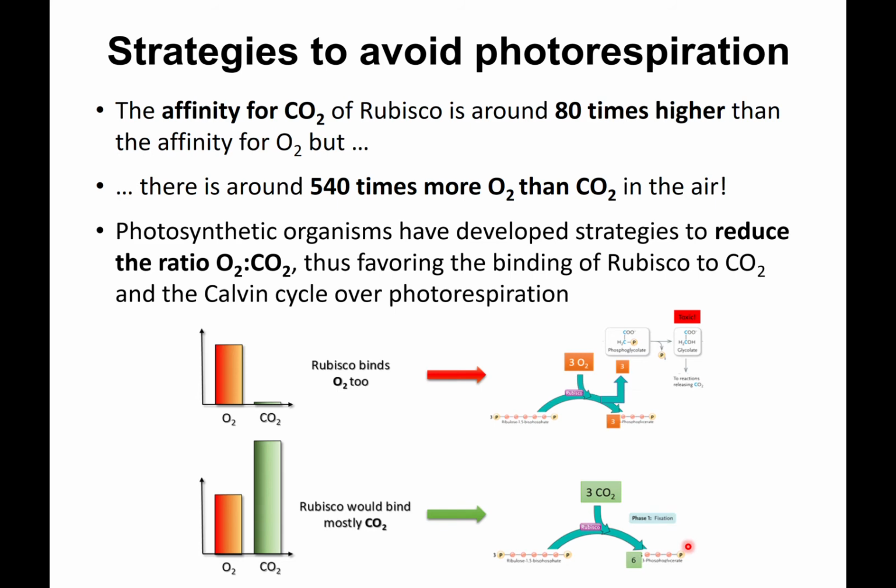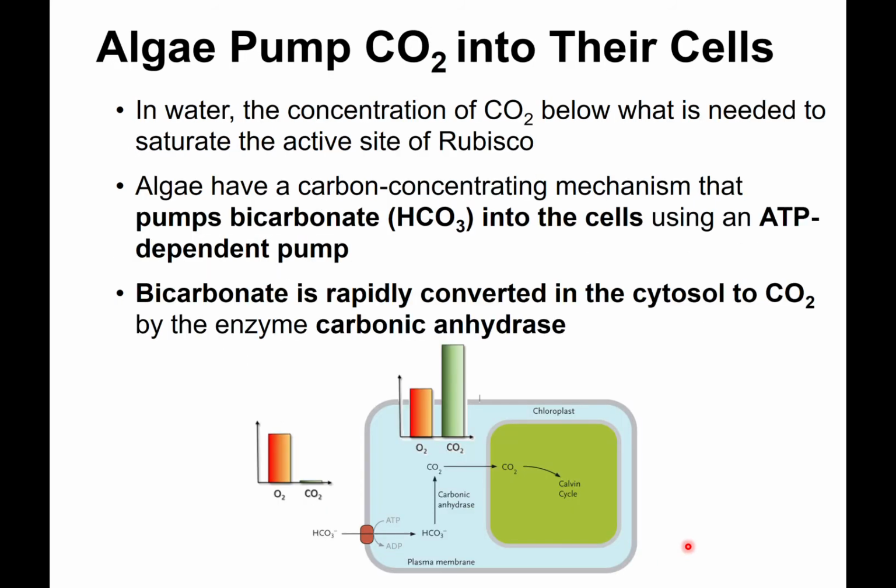How have they done that? Well, algae found a very simple solution overall, one that involves basically only two proteins, a pump and an enzyme. Even in water, there is a problem. There is a lot of oxygen present compared to carbon dioxide. So if algae just relied on the simple diffusion of oxygen and carbon dioxide from the outside to the inside, they would end up having too much oxygen compared to carbon dioxide inside.